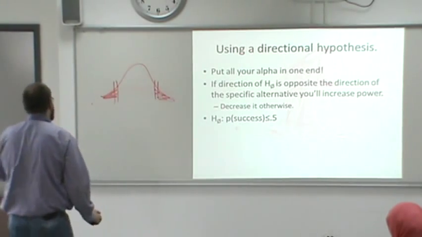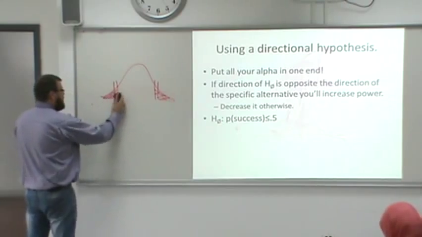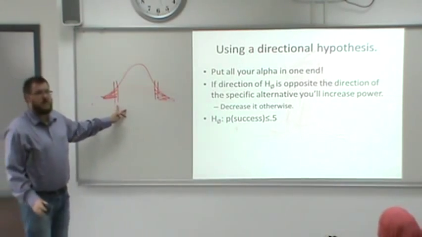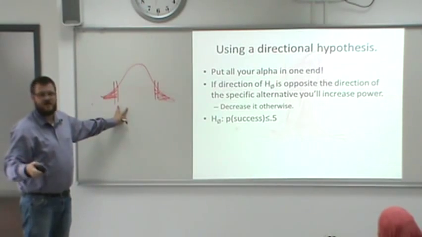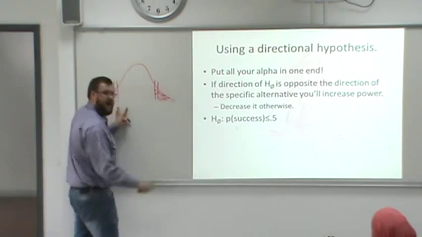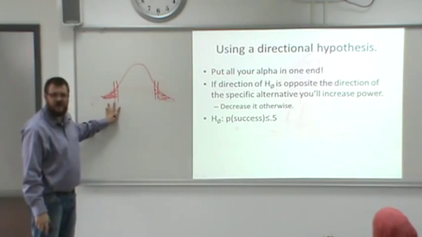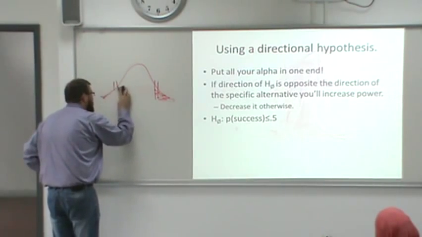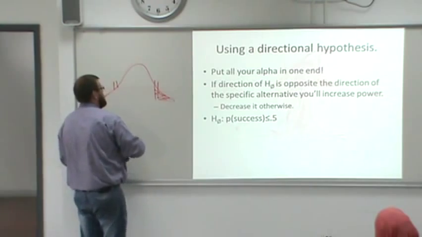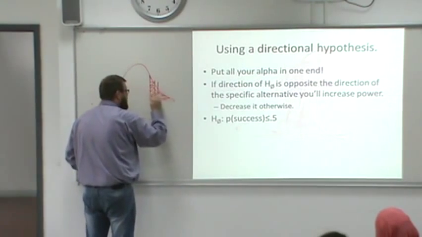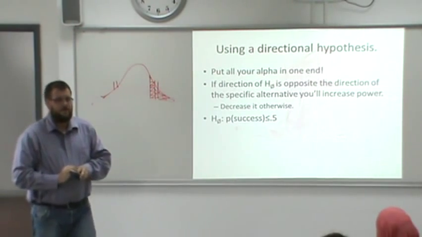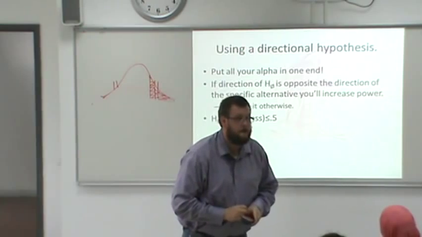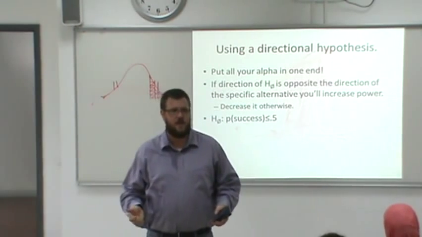So now if we're interested in the greater side, we have 5% of alpha over here that we're never going to use, right? Because we said before that we just set alpha to 0.1. If we're really only interested in this side, we don't need to have any alpha over here, because we're never going to reject over here. So what can we do? We can take all of the alpha that's over here and put it over here. Does that make sense? Did anyone get that?